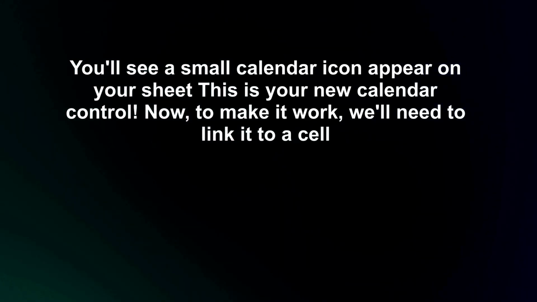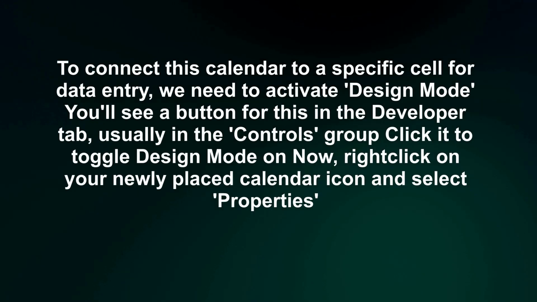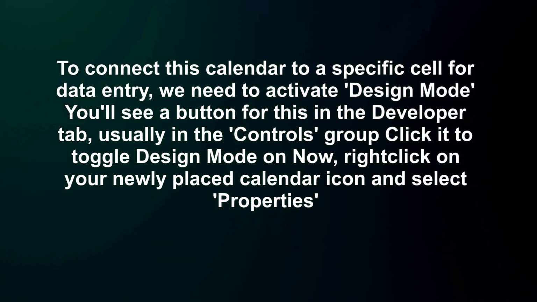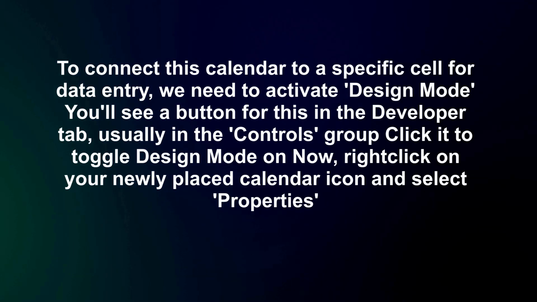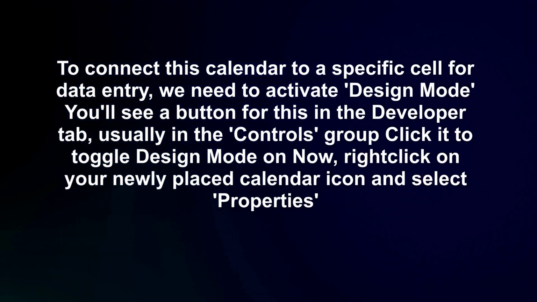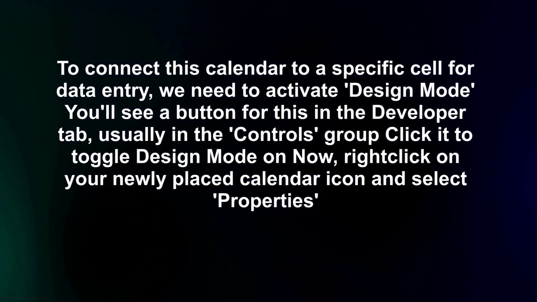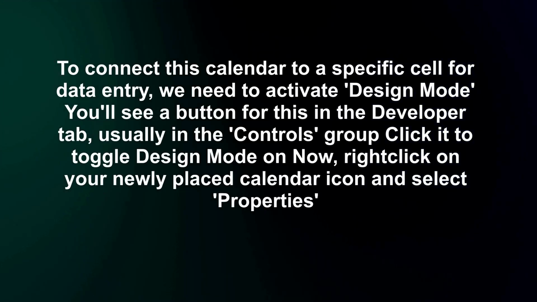Now, to make it work, we'll need to link it to a cell. To connect this calendar to a specific cell for data entry, we need to activate design mode. You'll see a button for this in the Developer tab, usually in the Controls group. Click it to toggle design mode on.